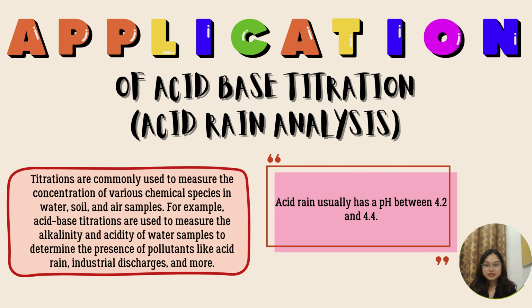Next is the application of acid-base titration in acid rain analysis. Titrations are commonly used to measure the concentration of various chemical species in water, soil, and air samples. For example, acid-base titrations are used to measure the alkalinity and acidity of water samples to determine the presence of pollutants like acid rain, industrial discharge, and more. And acid rain usually has a pH between 4.2 and 4.4.